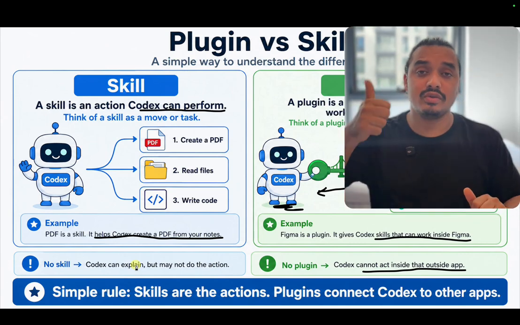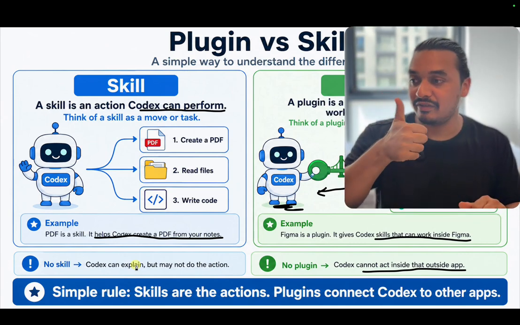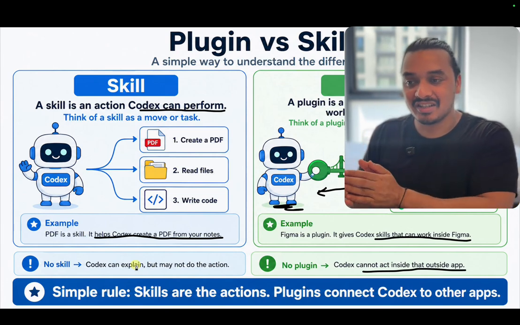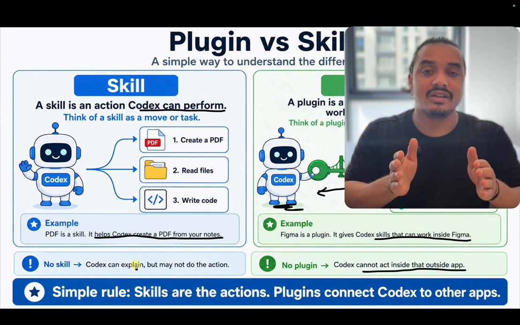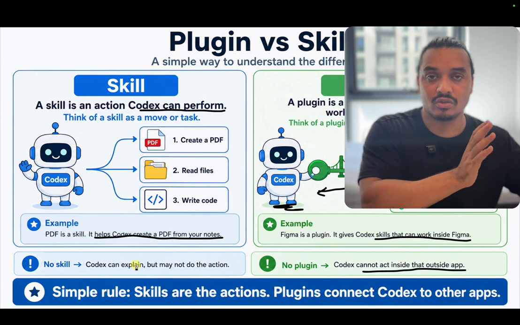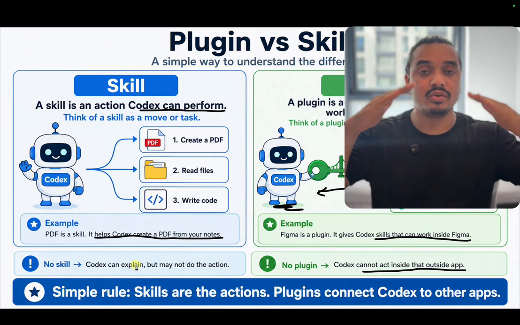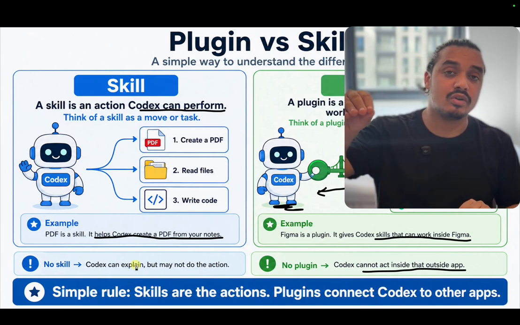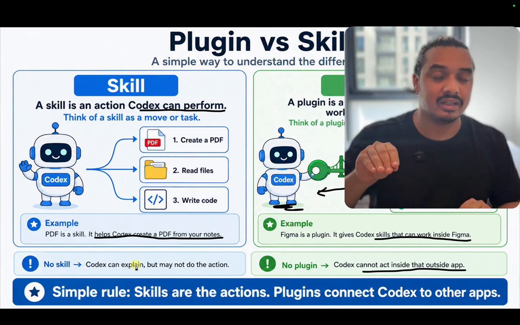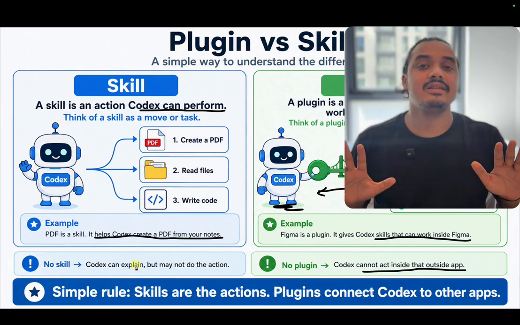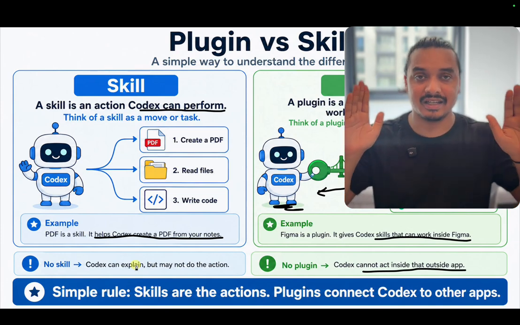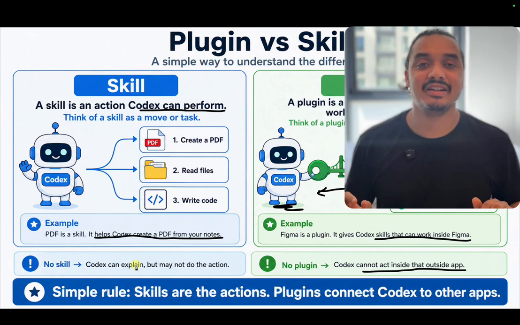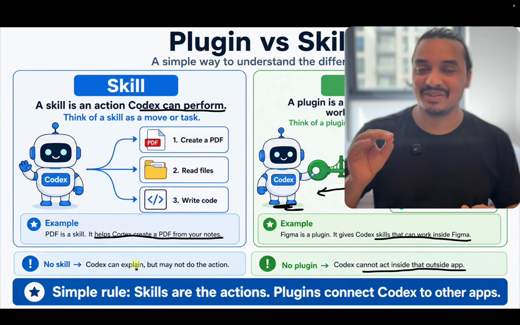Now, if you want one thumb rule for the differentiation, as you see on the screen, the simple rule is: skills are the action, and plugins help us connect Codex to different applications. So with a plugin, you connect Codex to a different application, whereas if you want to do an actual task, you need skills. So that is the differentiation between a plugin and a skill. I hope that differentiation is clear. If that is the case, maybe comment down that the differentiation is clear and I will understand that you got it.